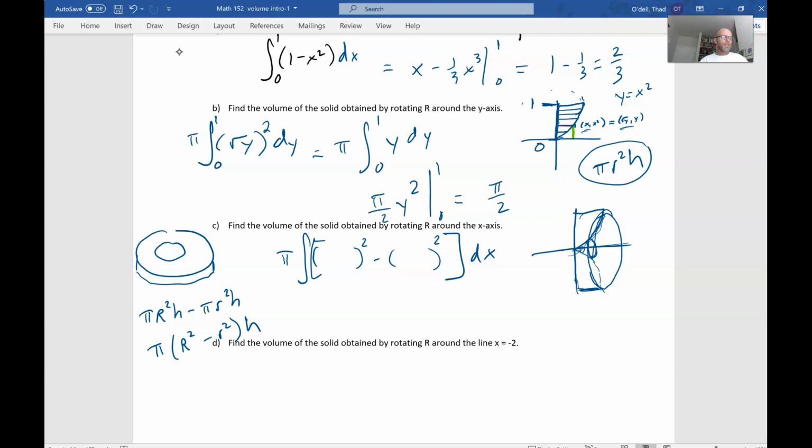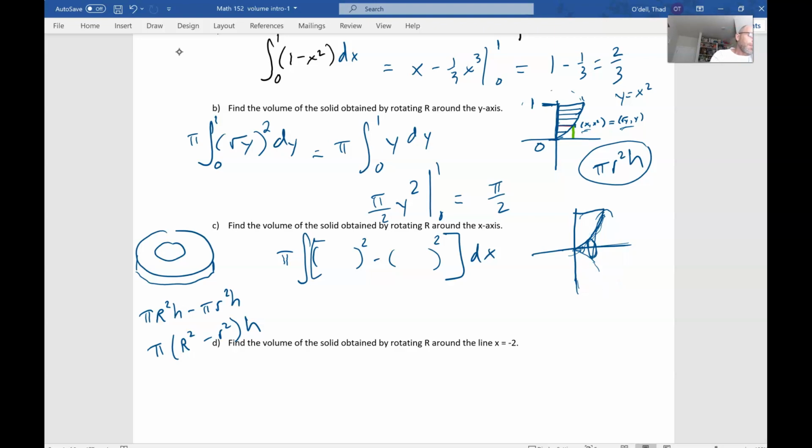Notice in part B, the washers were stacking up, and so the little bit of thickness is in the y direction. Here, the washers are side by side, or the discs are stacking up. Here, the washers are side by side, and so the thickness of those washers is parallel to the x-axis. So that's a dx. Okay, so now I just have to find the big R and little r.